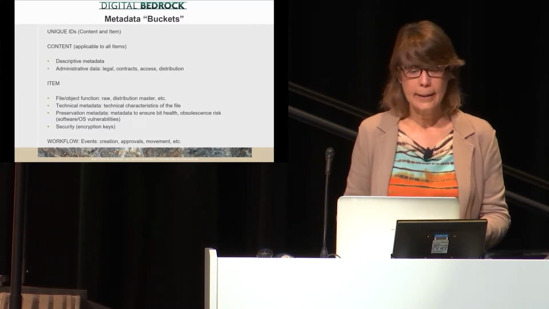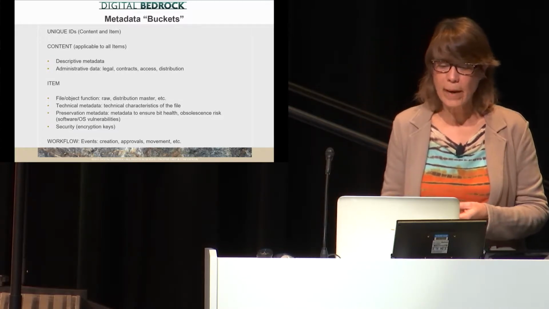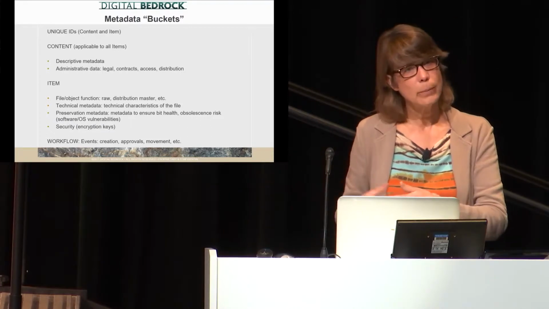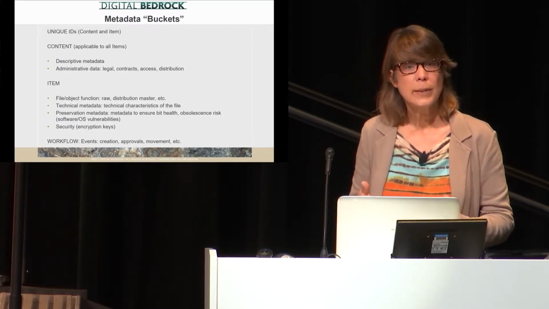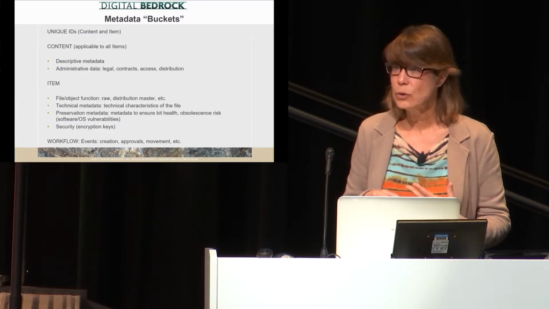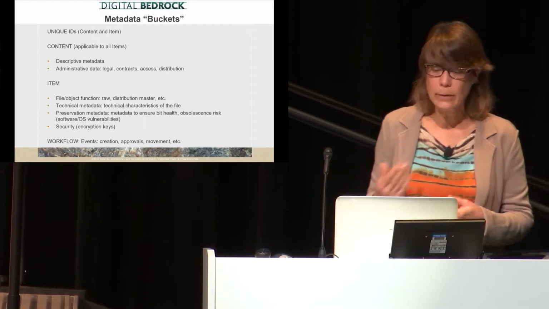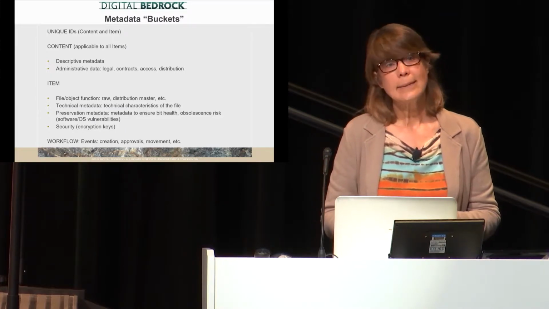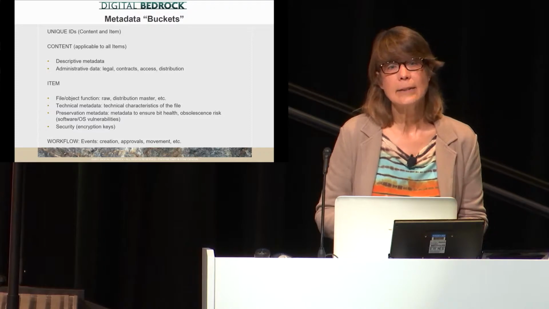Now you go into the item. And so that's where you need to know, what is this file or object? What is its function? Is it the raw camera file, if it's coming out of a camera? Is it a distribution master? The technical metadata is the technical characteristics about the file itself, about the digital object. Again, it should be everything from the frame rate if it's camera, to the format, all of that information.